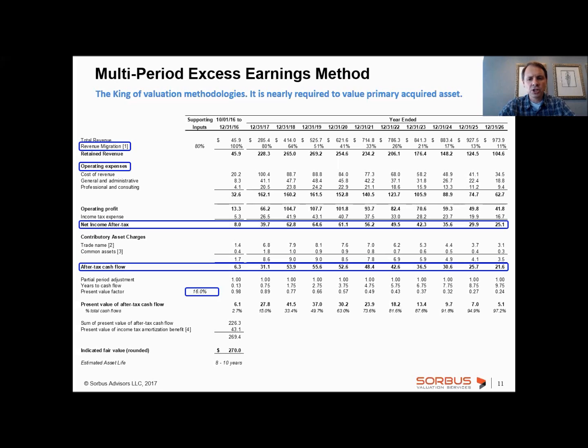Now, those contributory asset charges are different from expenses. You absolutely still have to pay your employees, and that's in the operating expenses. But when we're talking about charging for, say, workforce, this is really an economic return separate from the maintenance that is operating expense. You can also think about it as when you're paying off a loan: part of it is principal and part of it is interest. The interest part is what really goes into the contributory asset charges, and the principal is the operating expenses.